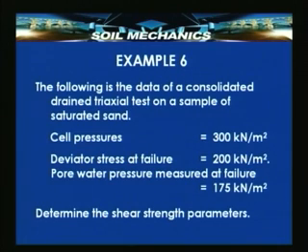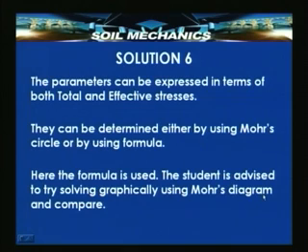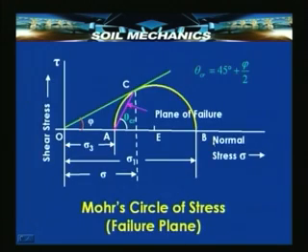There was an example in which we had the cell pressure, the deviatoric stress at failure and the pore water pressure known, and the shear strength parameters were to be determined. We could either determine the total stresses or the effective stresses, and using either the Mohr circle or a formula we could get the cohesion and the friction.